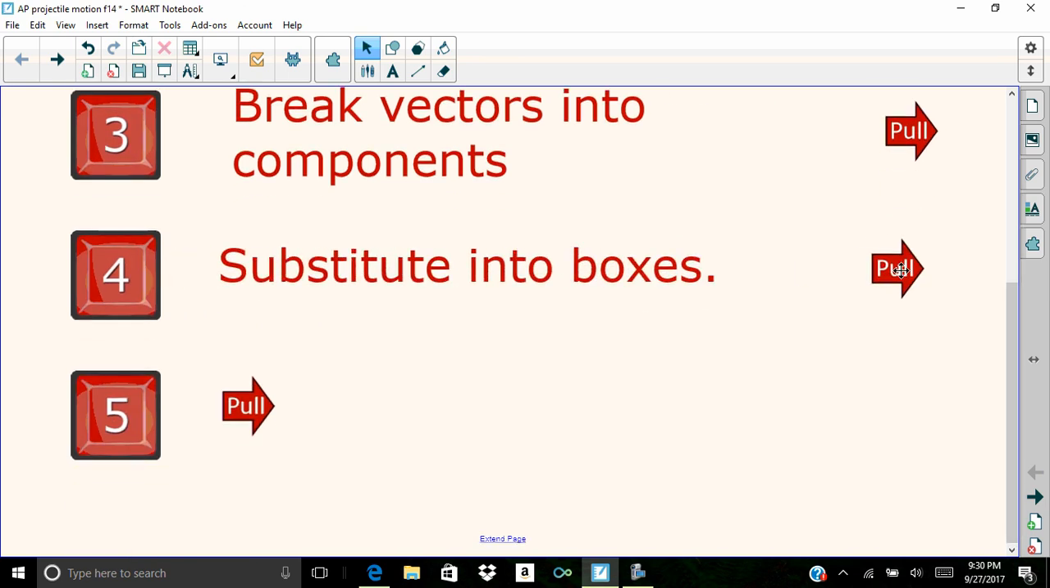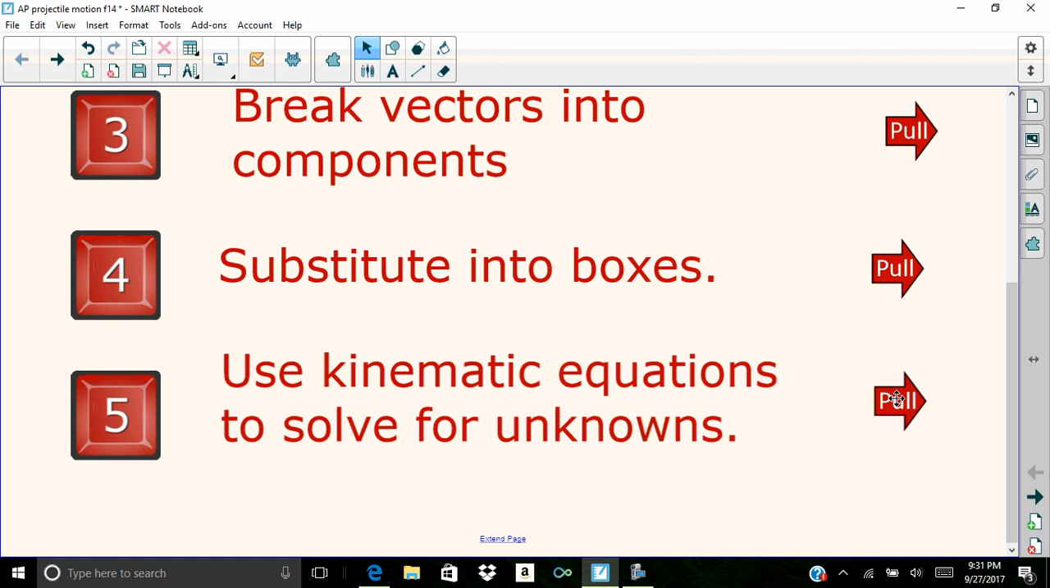Next step is to substitute them into the boxes. Remember, in uniform motion, we had our boxes which had our initial and final position, our initial and final velocity, acceleration, and time. We're going to do the same thing, only we're going to have a set for the X direction and a set for the Y direction. Next, we're going to use our kinematic equations to solve for any unknowns.